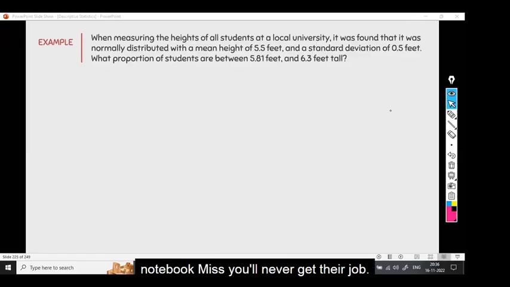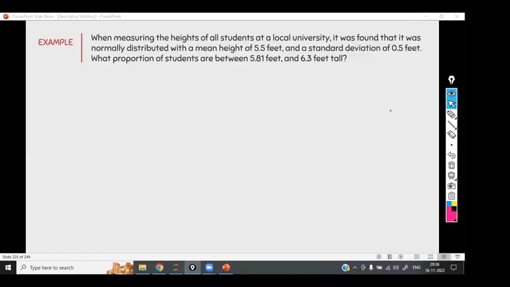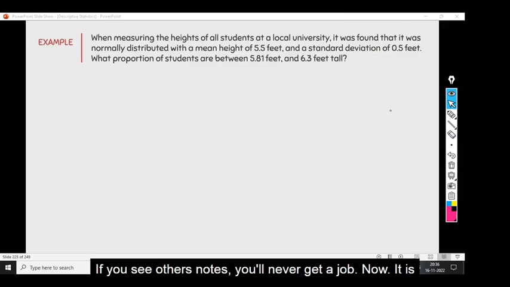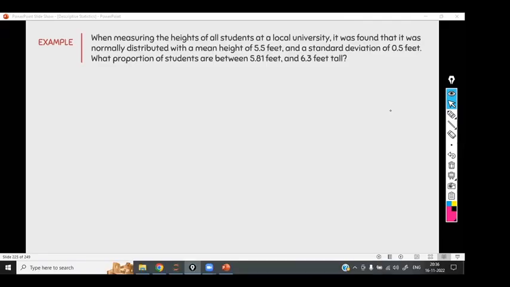If you see others' notebook, you'll miss it, and you'll never get a job. Feel that you'll never get a job. If you see others' notes, you'll miss it and never get a job. Now it is your choice. If you want to miss it, enjoy.